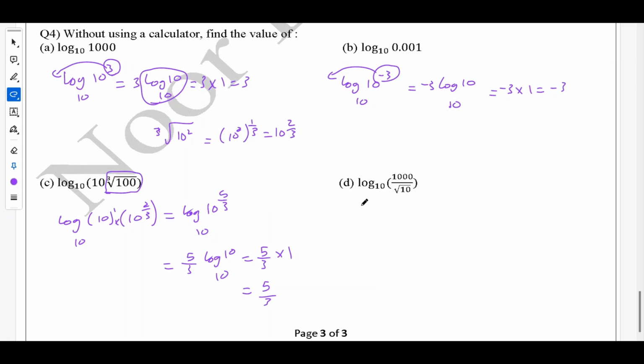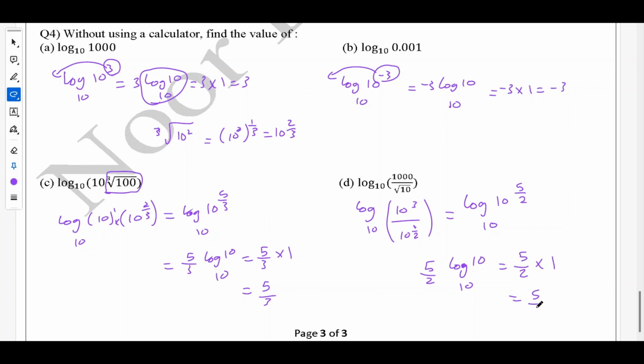Part D. Log 10 to the power 3 over 10 to the power 1 over 2, all of them to the base 10. Because I have a division, I'm going to make subtraction. It will be log 10 to the power 5 over 2 base 10. The power becomes a coefficient, 5 over 2 log 10 to the base 10, 5 over 2 by 1 equals 5 over 2.